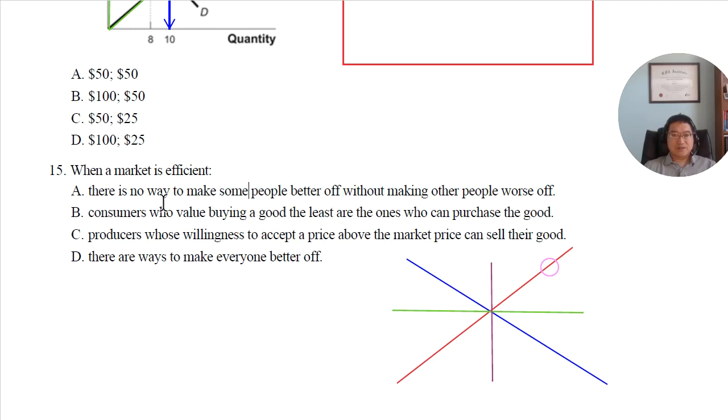Otherwise, there is some way. If there's some way to make some people better off without making other people worse off, then it's inefficient. Okay, that's question 15. That's questions 11 to 15 for homework 4.